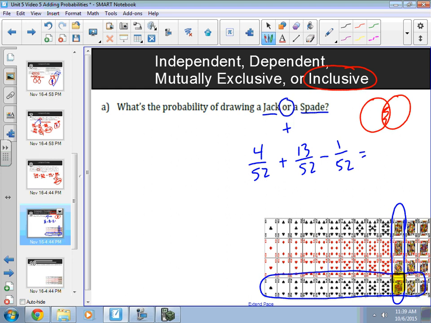If you look, we have a common denominator of 52. If we add the numerators, 4 plus 13 is 17, minus 1 is 16 out of 52. So there'd be a 16 out of 52 chance, which, if you reduce it, 4 goes into both of these numbers, is the same as 4 out of 13, or about 30.8%. Okay, so that's an example of another inclusive problem.